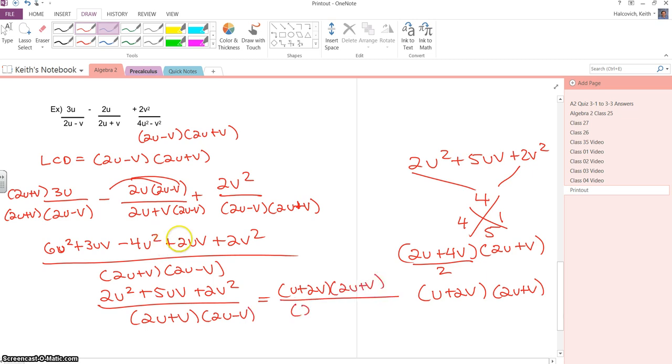And notice you can cancel, so you get u plus 2v over 2u minus v, like so.